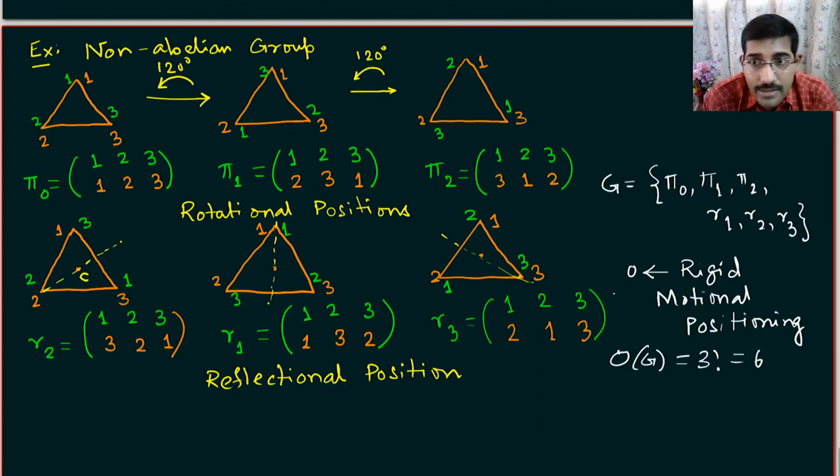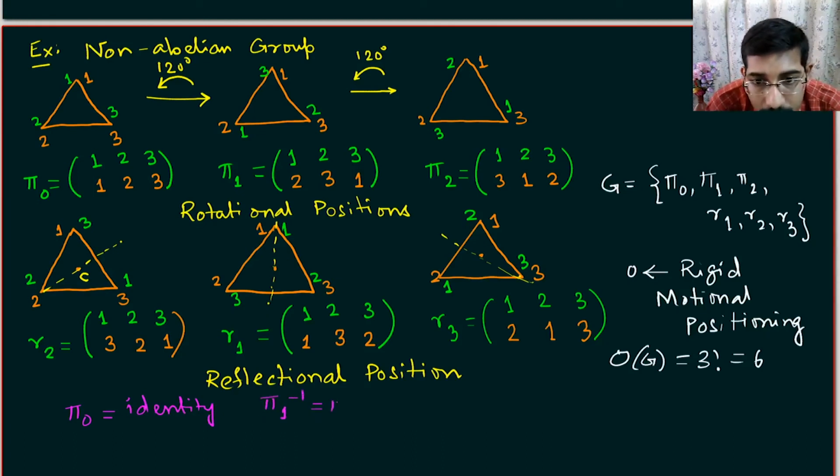Now you see that this is a group. Let me give you a hint for that. This is definitely a group, where you will find that your pi 0 is the identity in the positioning, and you will find that pi 1 inverse is pi 2, and likewise pi 2 inverse is pi 1. You can also find R1 inverse, R2 inverse, every inverse you can find here. I leave it to you to find R1 inverse, R2 inverse, R3 inverse.